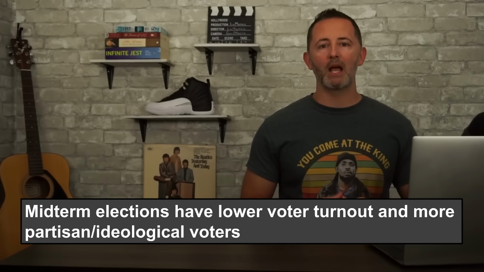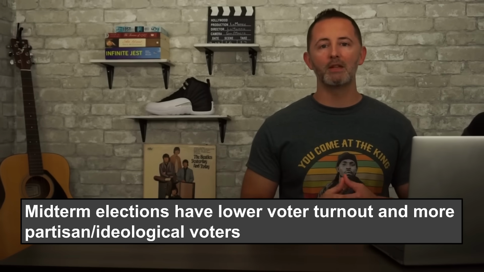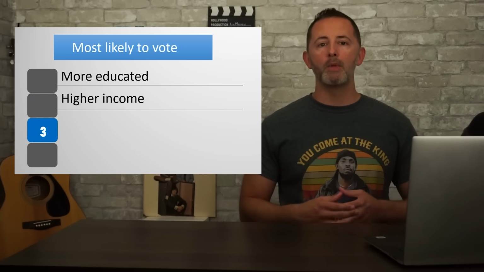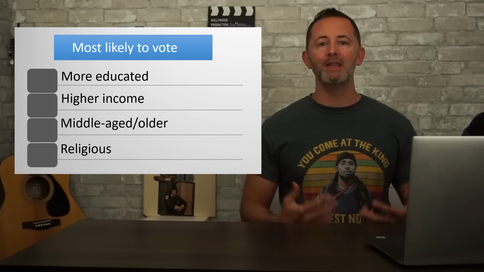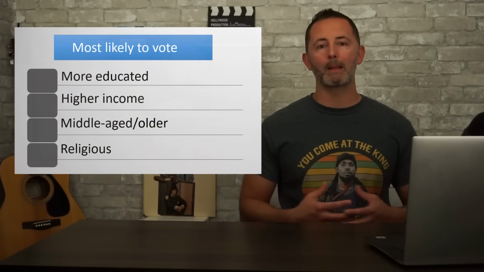Additionally, there are lots of elections in the US, so turnout is highest for presidential elections and lowest for midterms and primaries. And there are certain demographic characteristics that are more correlated with engagement and voting as well. People with higher levels of education, higher income, middle-aged and older people, as well as religious people are each more likely to vote.